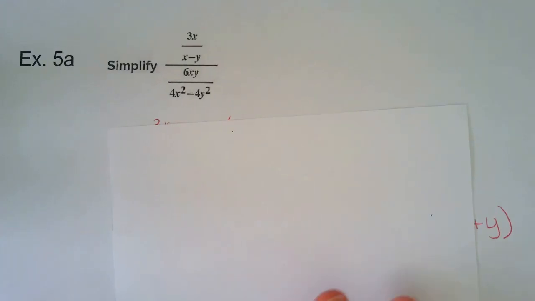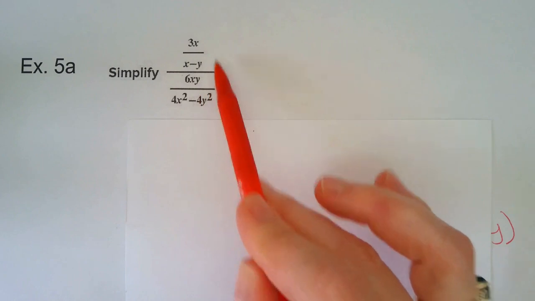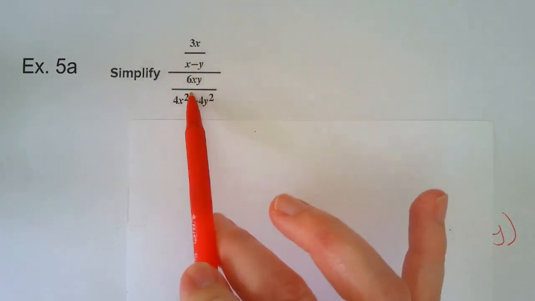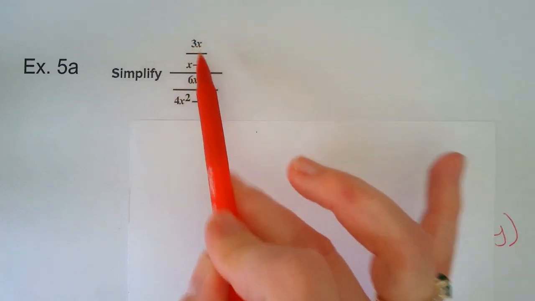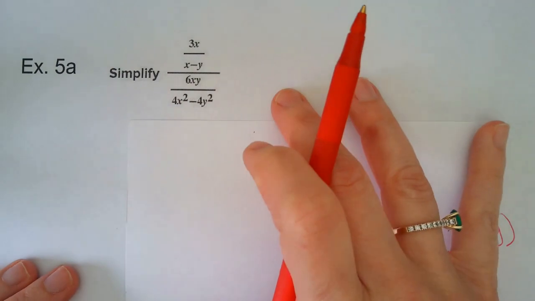All right, last kind of problem we get to do are complex fractions. This is where you get to see a fraction within a fraction, and that's what this is all about. So here is your fraction. So you got a top and a bottom, and then you've got a fraction within that fraction. So here you've got more.